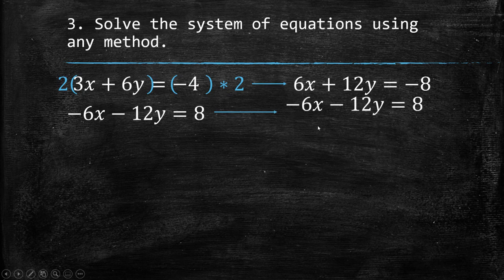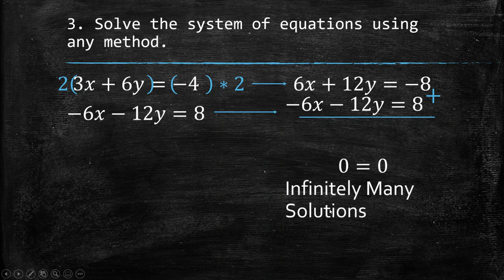And now we will add these equations together. So 6x plus negative 6x is 0. 12y plus negative 12y is 0. And then on the right-hand side, negative 8 plus 8 is 0. So we're ending up with 0 equals 0, which is true. So just like before, if the variable's gone, but you're left with a true statement, there's infinitely many solutions, and those lines are coinciding.